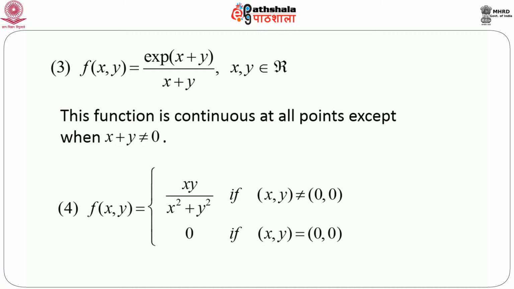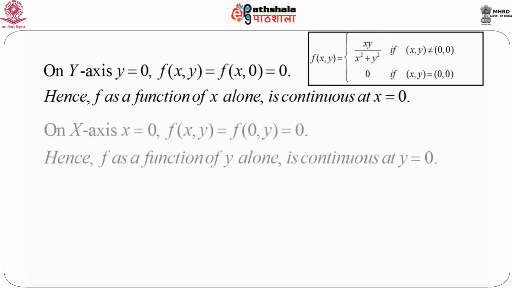Now on the x axis y is 0, so we can think that f(x,y) equals f(x,0) equals 0. Now we can think that this function as a function of x alone is continuous at x equals 0 because it is a constant function. Similarly, if we put x equals 0, f(x,y) equals f(0,y), which is again 0, that means f as a function of y alone is continuous at y equals 0 because it is a constant function of y only. Now this function is continuous at x equals 0, this function is continuous at y equals 0.